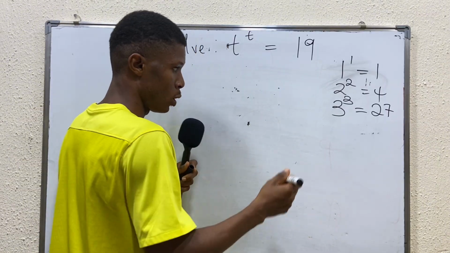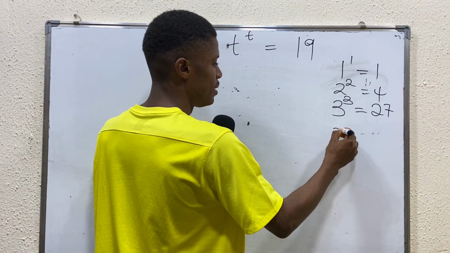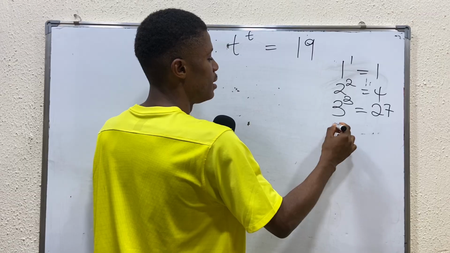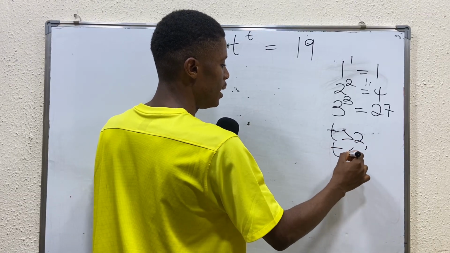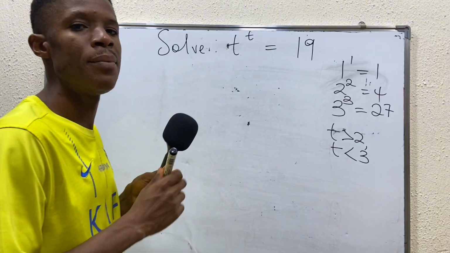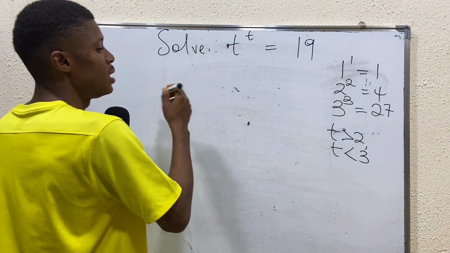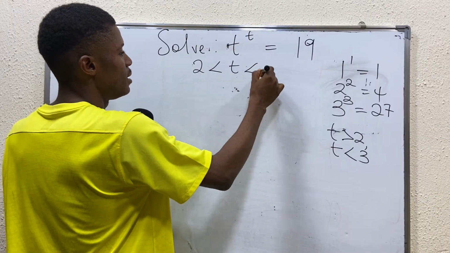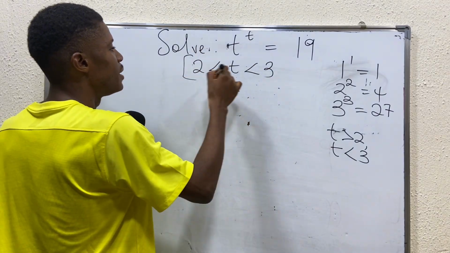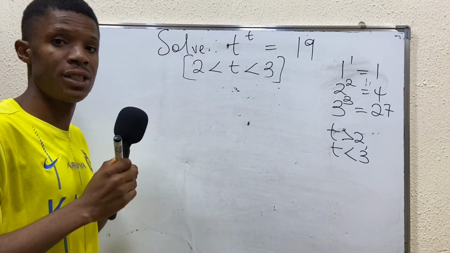This actually shows that t is greater than 2 and t is also less than 3. That means the possible solutions of t are such that 2 is less than t and t is less than 3. These are the ranges of values of t.